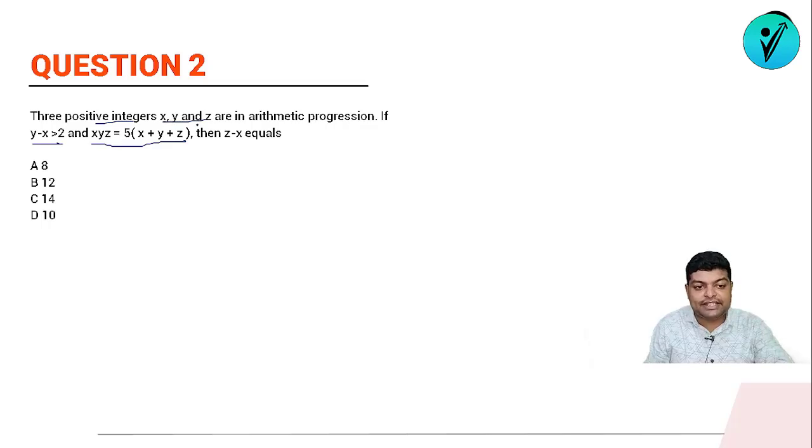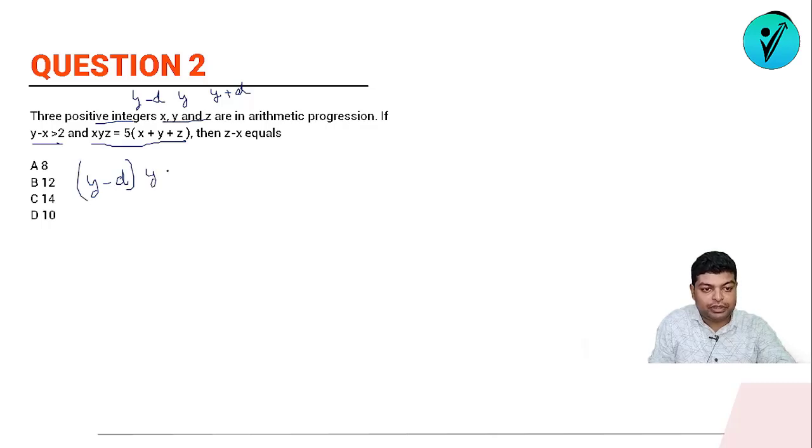So as x, y, z are in arithmetic progression, let's assume that x is y minus d, y is y itself, and z will be y plus d, because it has been given that it is in AP, arithmetic progression. Let's place the values here. So if you place the values in this equation, for x I'll be writing y minus d times y into y plus d. It should be equal to 5 times of x plus y plus z, that is y minus d plus y plus y plus d.